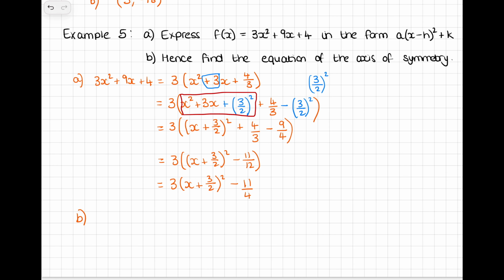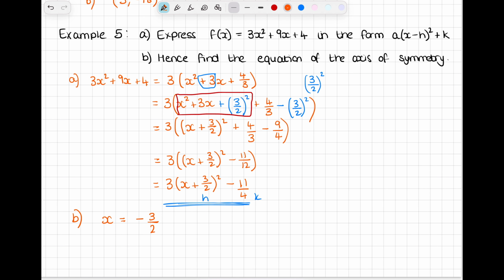Part B here then, find the equation of the axis of symmetry. So the axis of symmetry is the x value of the middle of the graph. Now when we have an equation in this form, remember this is h and k, so the axis of symmetry is our h value. Now because it is a positive in there, it means on the graph it is at a negative, so x would equal negative 3 on 2, so just that h value. Now it says the equation of the axis of symmetry, which means you have to write x equals negative 3 on 2. You can't just write negative 3 on 2, you will be marked incorrect.